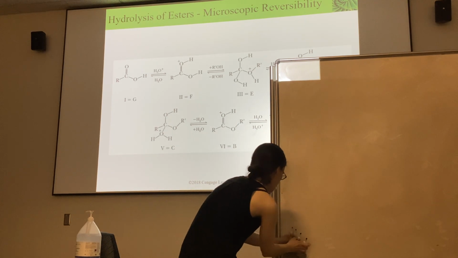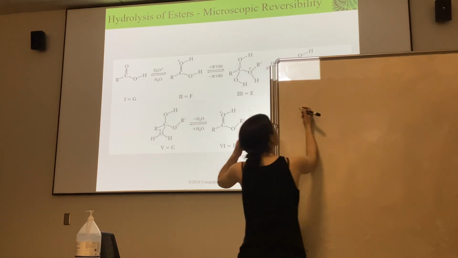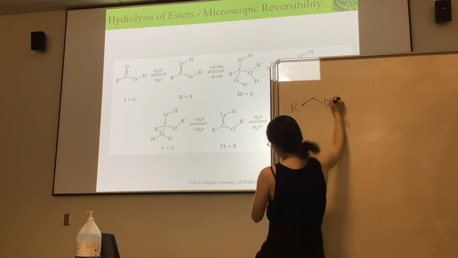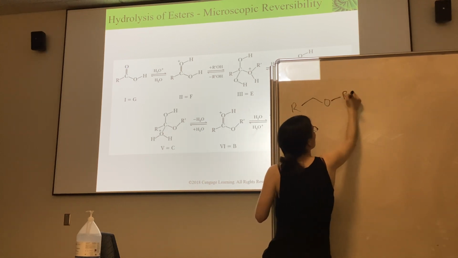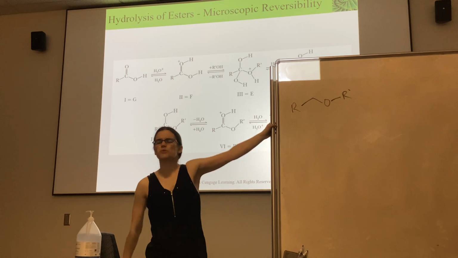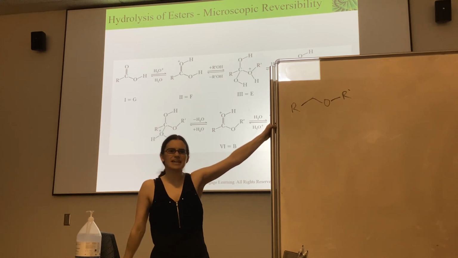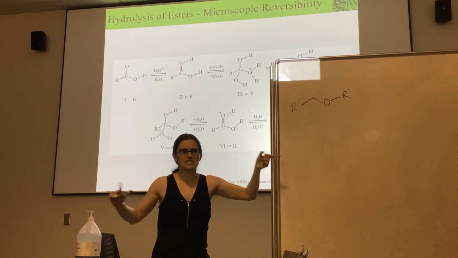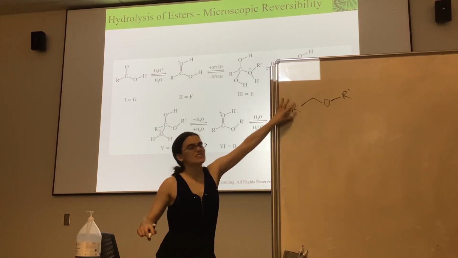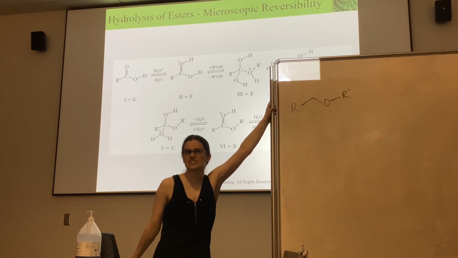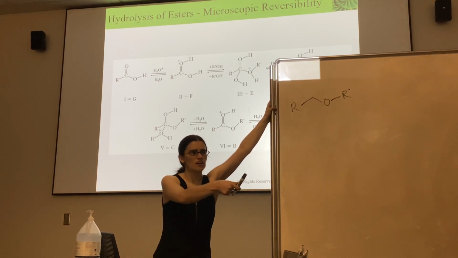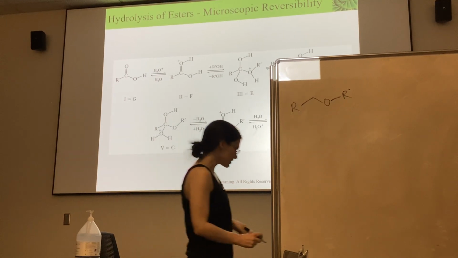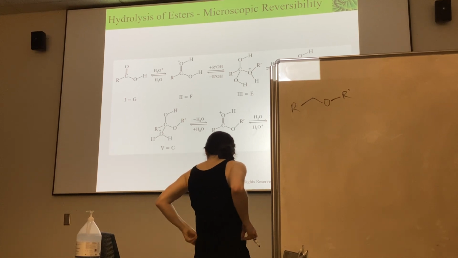Let's see. R prime. Is it easier or more useful for you guys if we do mechanisms that have R's and R primes, versus mechanisms that have actual things here? I like the R and R prime. Okay, the R and R prime gives you more of an idea that stuff can be there and it doesn't have to be this. Okay, cool. Then let's keep doing that. Just making sure.